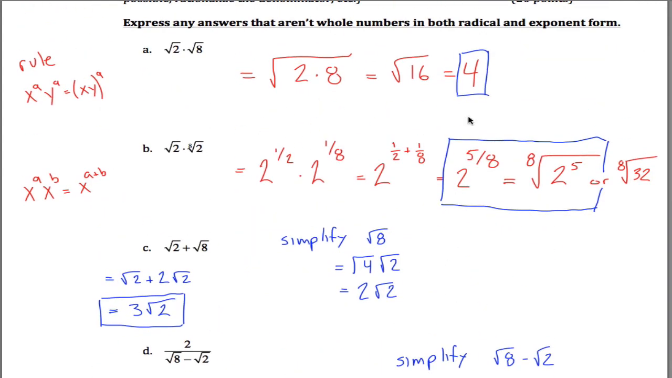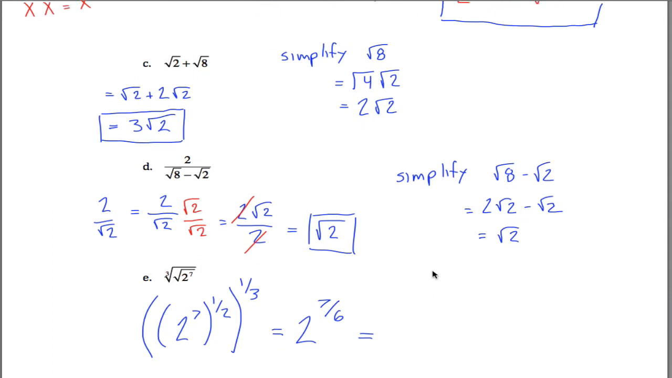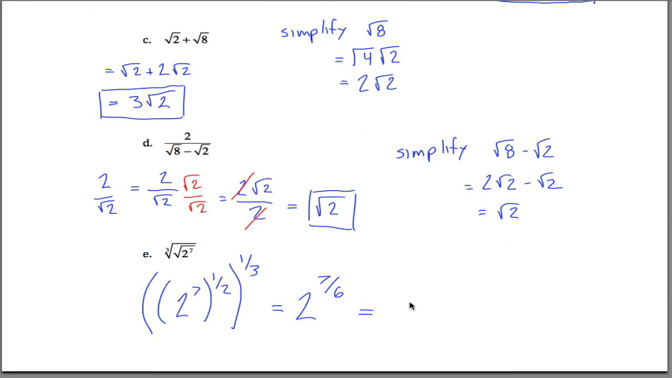Since it asked me to write it in both radical and exponent form, this is exponent form. Radical form would be the 6th root of 2 to the 7th power. But I guess really we should simplify this. We should say that's the 6th root of 2 to the 6th times the 6th root of 2. 2 to the 7th, here's 6 of them, here's the remaining one. So this is 2 times the 6th root of 2.